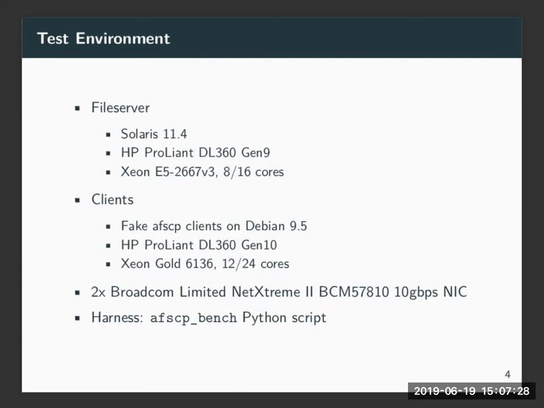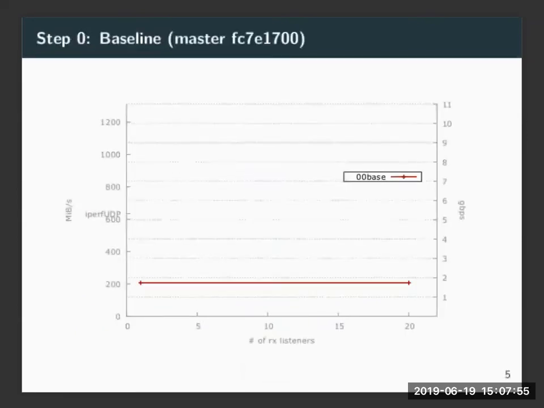The harness that we're using, the thing to drive the tests and run them all, is just a Python script that I wrote for this purpose. It's called AFS CP Bench. It's not pushed anywhere right now, so I'm sorry. If we push it somewhere, that's maybe what it will be called. I wasn't sure where to put it. I don't know if this goes in AFS contrib or if we want this in the tree, but we can discuss that at some point. But enough of that. Let's get some numbers.